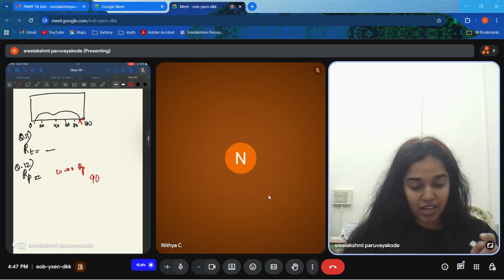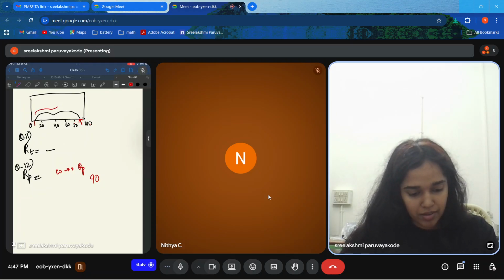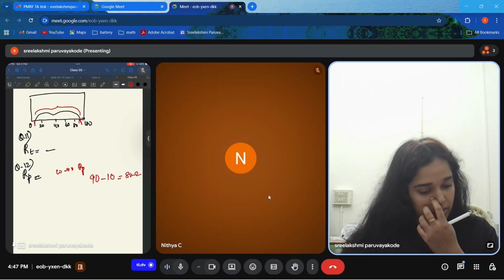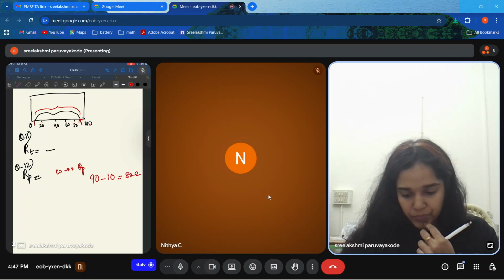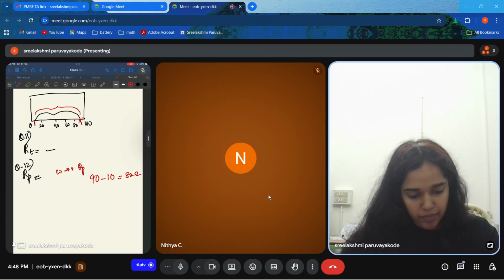Why is it not 90? Because it's starting in between 0 and 20. It's not starting from the origin. So the RP value is this value, not from the origin, but from where it starts till then. So if I say that is 10, your value is going to be 80 ohms. Now what is the value over here?